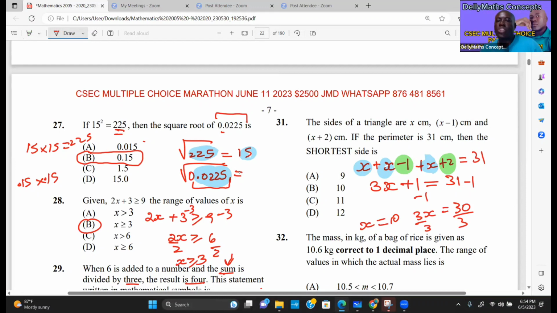They said the shortest side. x is 10, but there is a side shorter than x: x minus 1, which is 9. So you have to pay attention. One of the sides would have been 12, that's x plus 2. There's an x, and there's an x minus 1, which is 9. Those are the sides. Add them back together and you definitely get your 31.